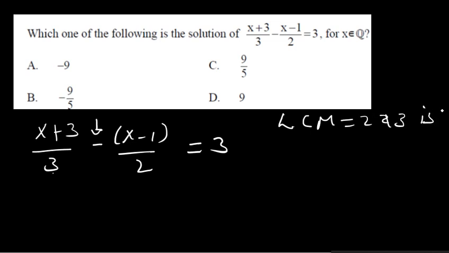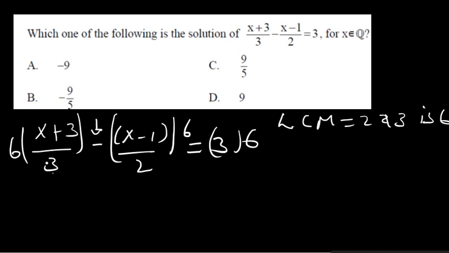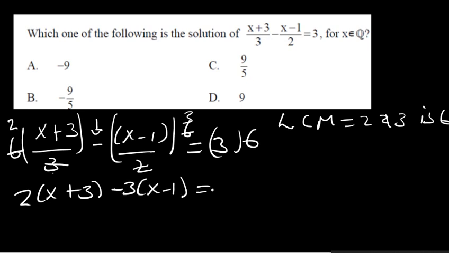It is just 6. So we'll multiply each of them by 6. Multiply this one by 6. The second expression here also by 6. And the last one out to the right side also. When you multiply by 6, this is going to be 2. So 2 in bracket x plus 3. Here also by 2, 3. Minus 3 in bracket x minus 1 is equal to 18.